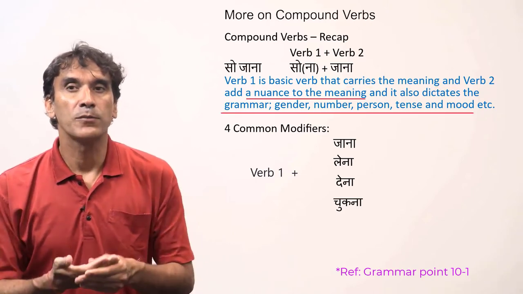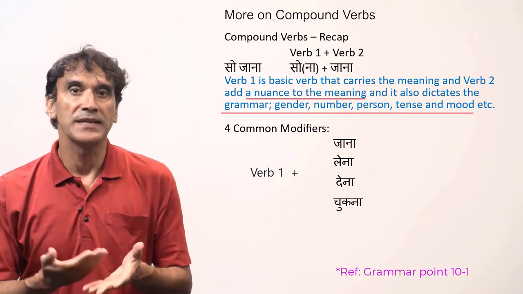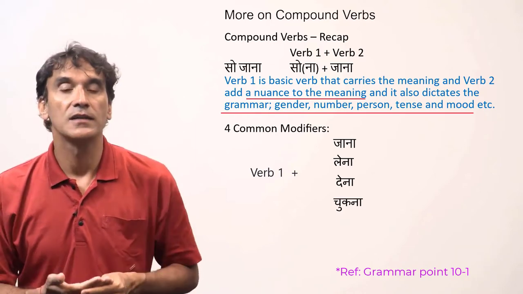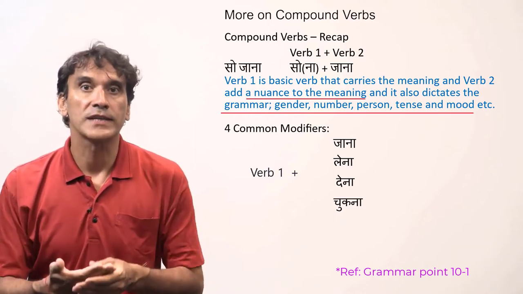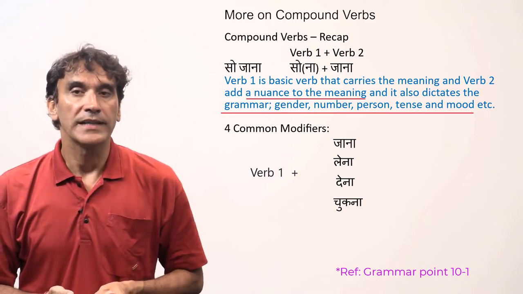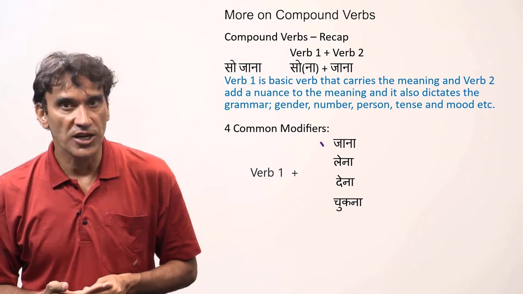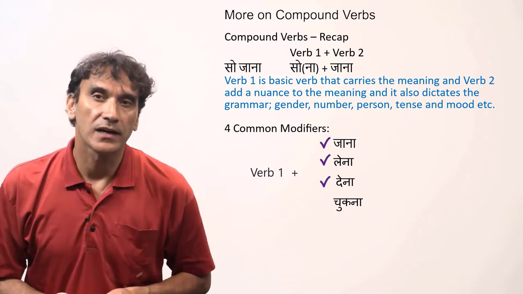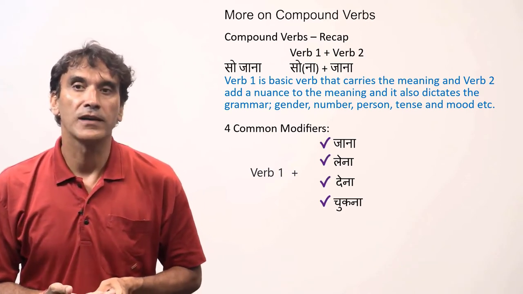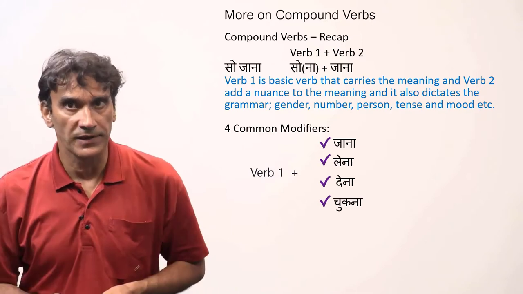The modifying verb also dictates the grammar. That means the number, the gender, person, and also tense and mood. In the grammar point 10.1, we learned four modifying verbs: jana, lena, dena, and chukna. Here we will learn compound verbs with other modifiers.